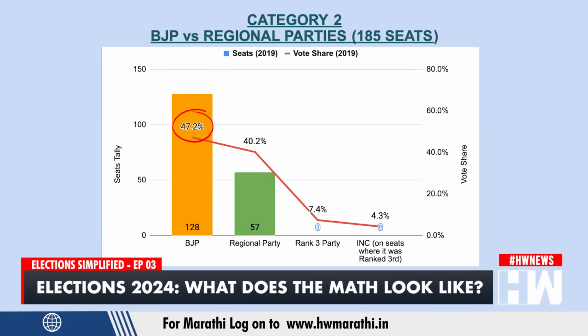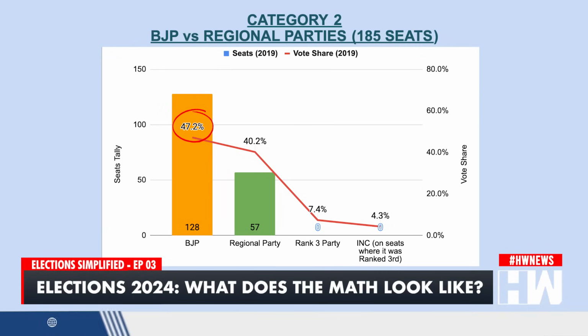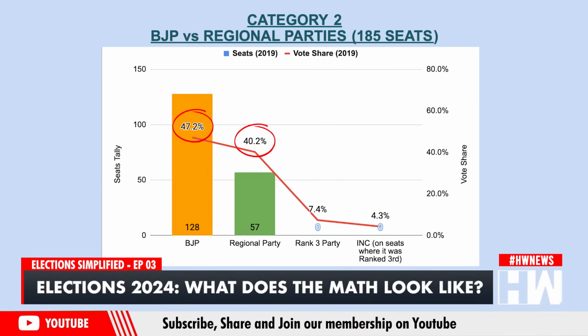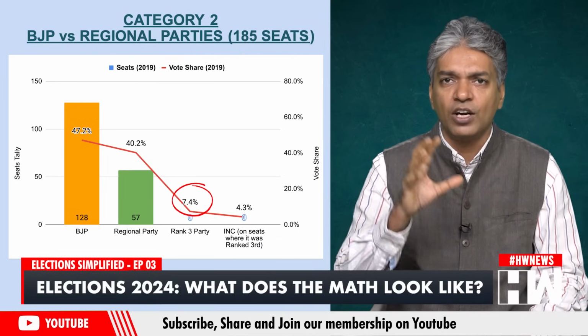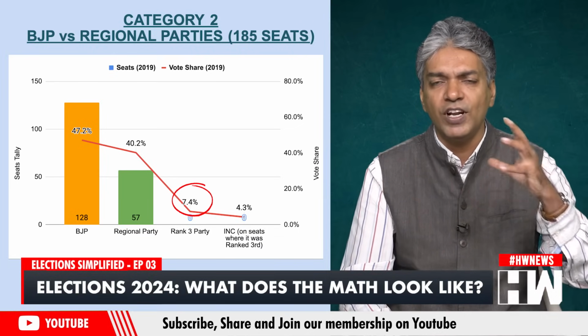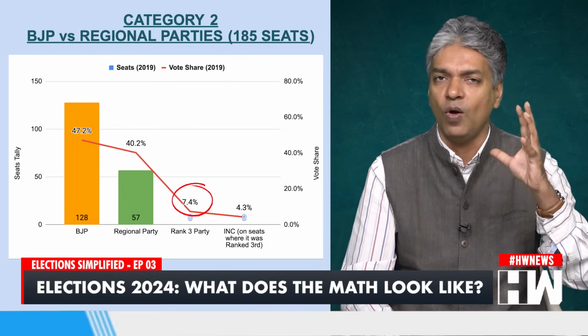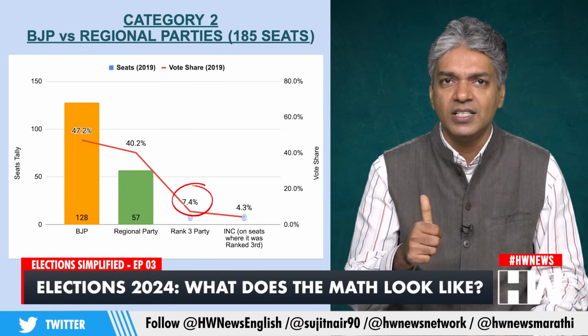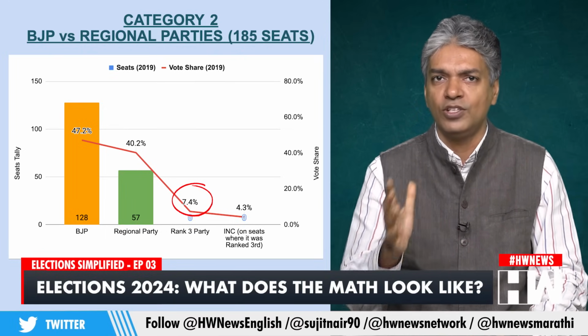The BJP got 47% vote share in these 185 seats, while the regional parties got 40% vote share, as shown in the graph on the screen. Hence, the BJP had a lead of 7% in vote share terms on these seats. The party which was ranked third, whichever that party was, including the Congress, had an average vote share of 7% on these seats, which means that the third party plays a role here.